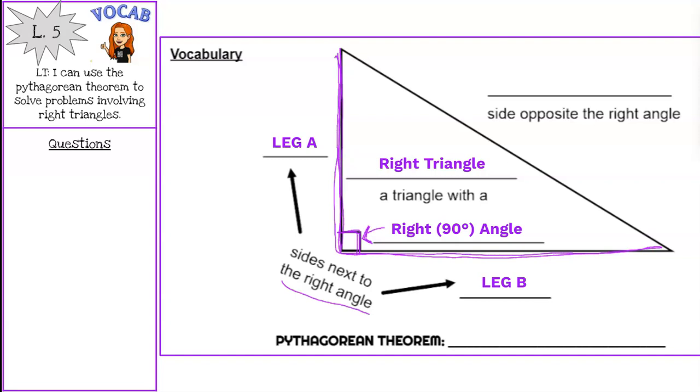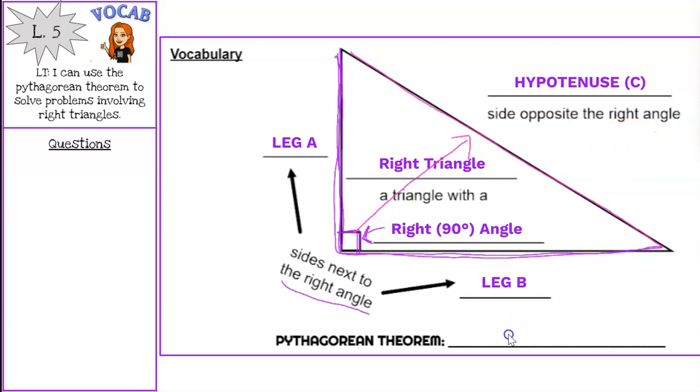And then the side opposite the right angle. So if you start at the right angle and draw a line straight across your triangle, that side is called the hypotenuse.